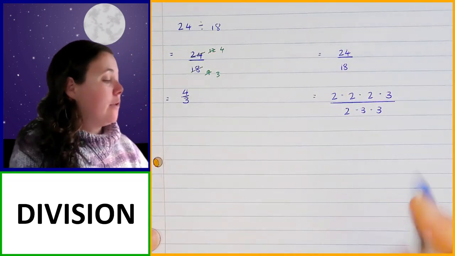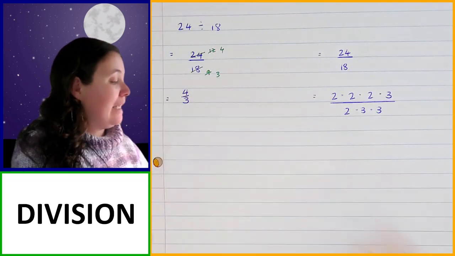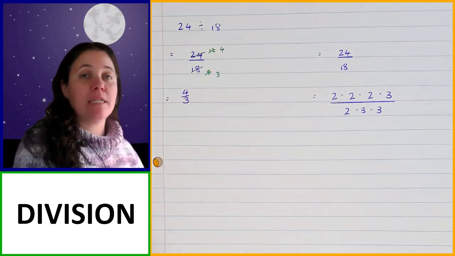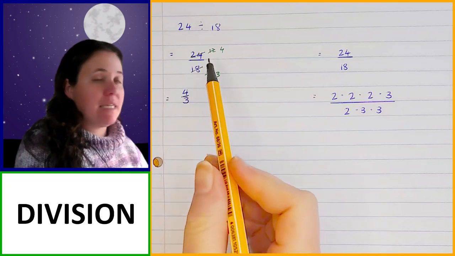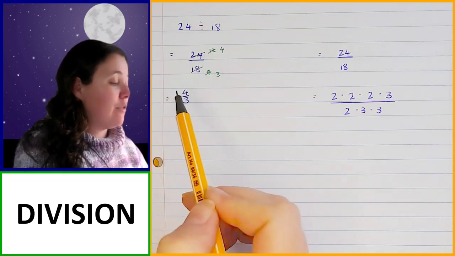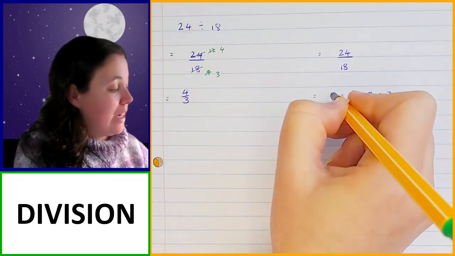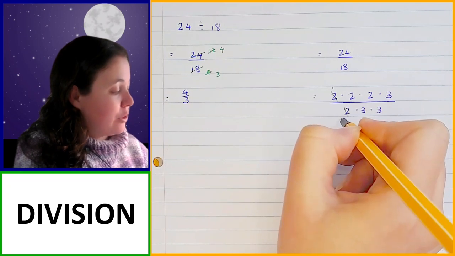Now that I've written them as products of their prime factors, I can easily see the factors that are the same to cancel them out, which is actually the same thing that I was doing over here. I divided by 2 first and then divided by 3. It's the same thing, but over here I can actually see the 2s and the 3s that I'm going to be cancelling out. So I divide that by 2 and I get 1. Divide that by 2 and I get 1.